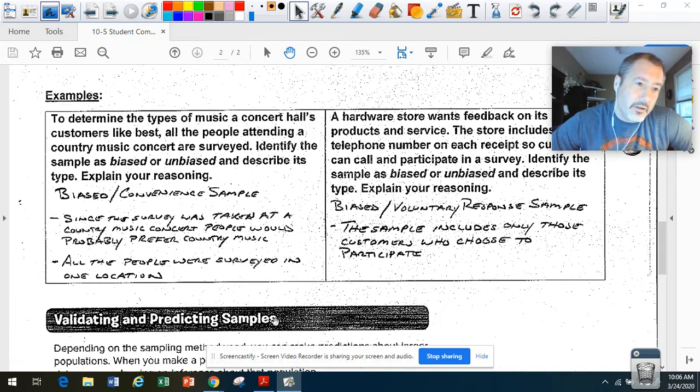So let's come back here to this one here. It says, since the survey was taken at a country music concert, people would probably prefer country music. Yes, we know that. All the people were surveyed in one location also. So that's why it's out of convenience. Let's look at the next one here.